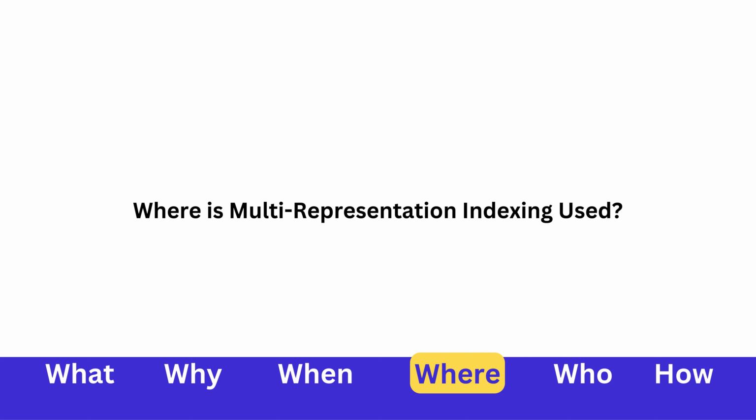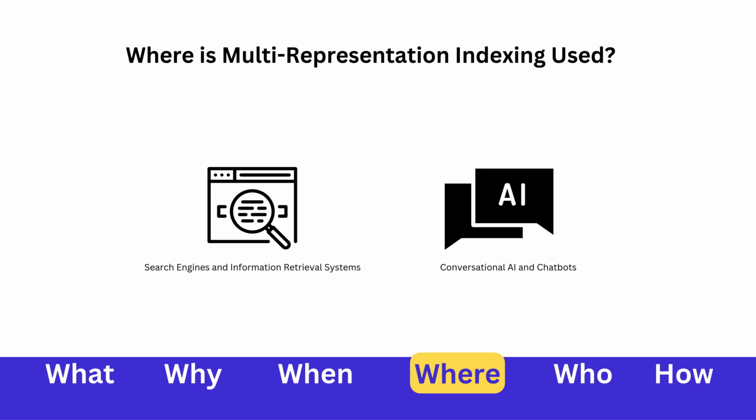Where is multi-representation indexing used? This advanced indexing technique is applied across various domains, improving the relevance and depth of information retrieval. Search engines and information retrieval systems: enhancing search results by utilizing multiple forms of document representation from text to visuals, ensuring more contextually accurate results. Conversational AI and chatbots: boosting response accuracy by integrating multiple representations of both user queries and stored information, leading to more human-like and insightful answers.